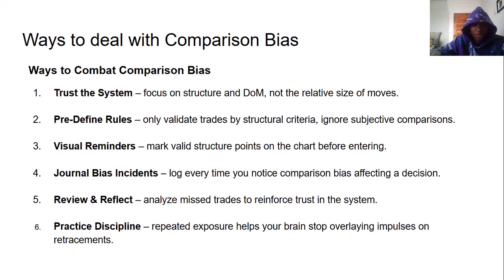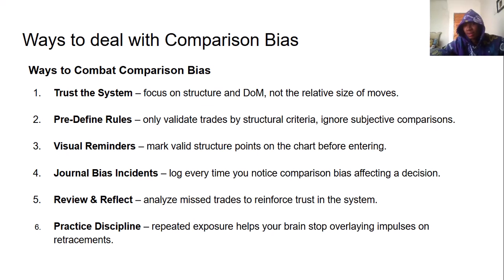We also need to have visual reminders: mark valid structure points on the charts before entering. I do that every time. We also need to journal bias incidents. Every time we have this bias, we need to log it so that we can notice how it is affecting our decision making process. We also need to review and reflect. We need to analyze missed trades to reinforce trust in the system. Like I said, I analyzed all of these trades I did not take, so I'm reinforcing my trust in this strategy and the system I'm building.